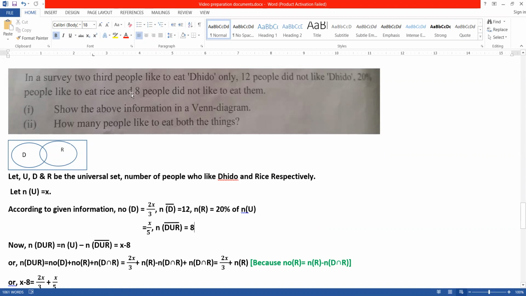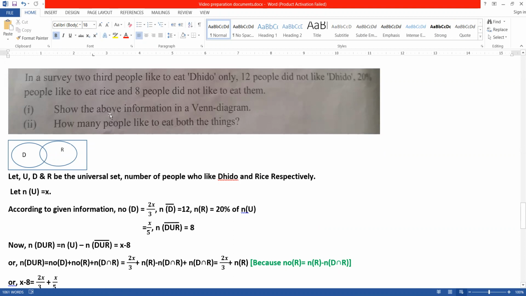So here is the one question asked by my student. He has asked the question: in a survey, 2/3 of people like to eat dino only, 12 people did not like dino, 20% of people like to eat rice, and 8 people did not like to eat them. So this is related to the set chapter, and we have to use a Venn diagram. Show the above information in a Venn diagram: how many people like to eat both the things?